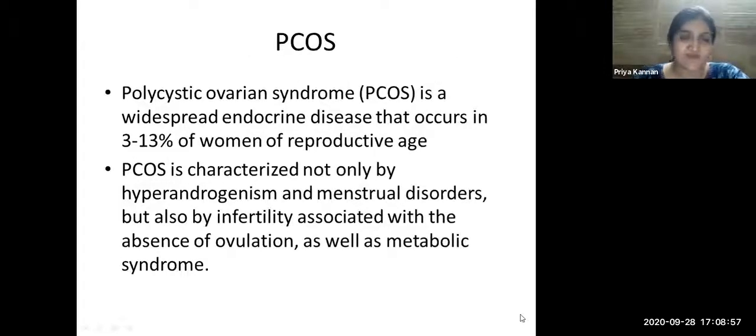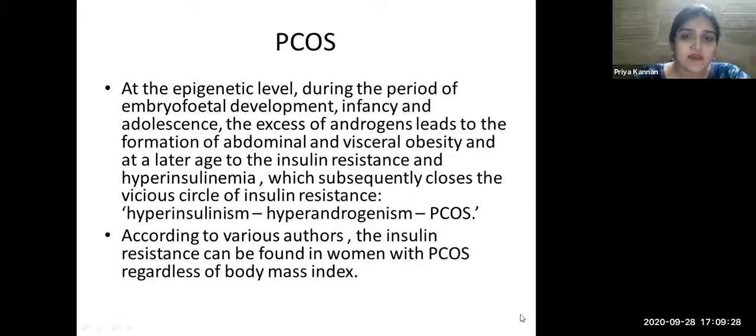So what is PCOS? We all know what PCOS is, but just giving you a small, brief recap. It is one of the most widespread endocrine diseases occurring in women of the reproductive age group, even up to the tune of 3 to 13%. It is characterized not only by hyperandrogenemia and menstrual disorders. It is commonly associated with infertility, which is most probably due to the absence of ovulation, and also with metabolic syndrome.